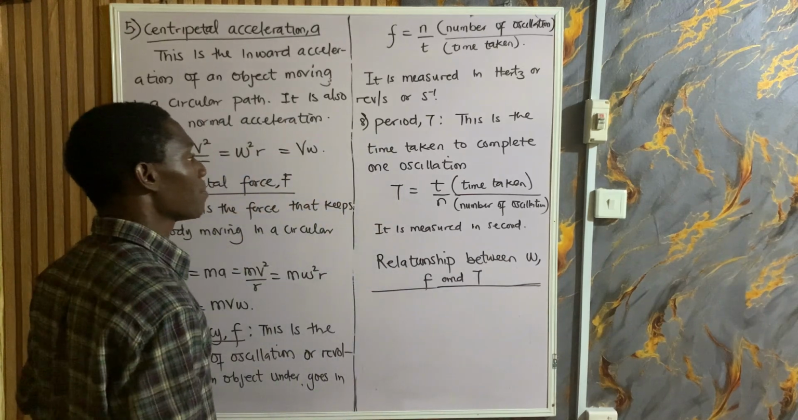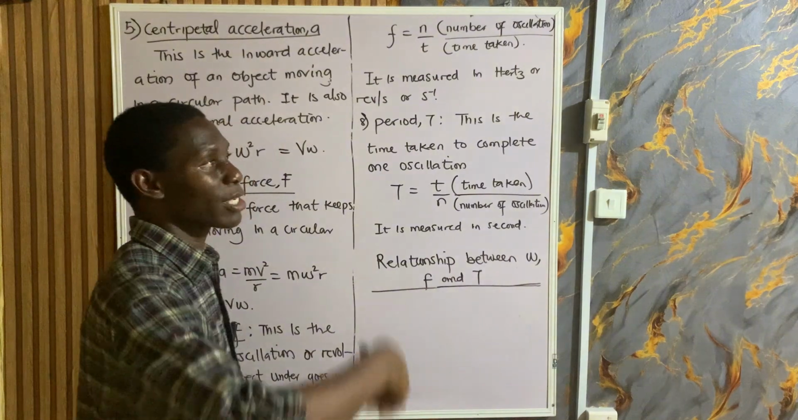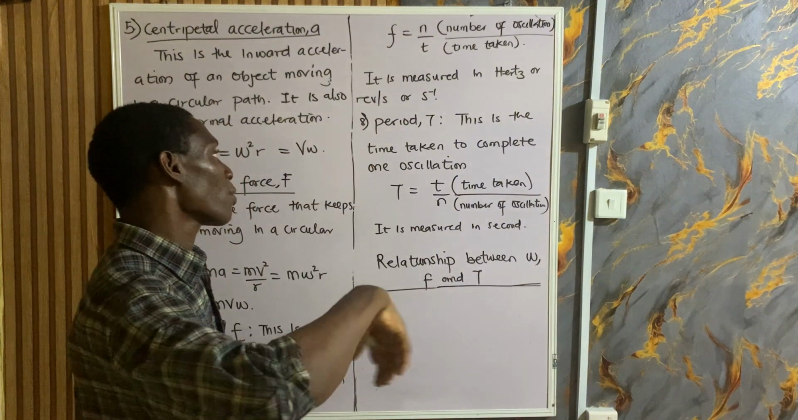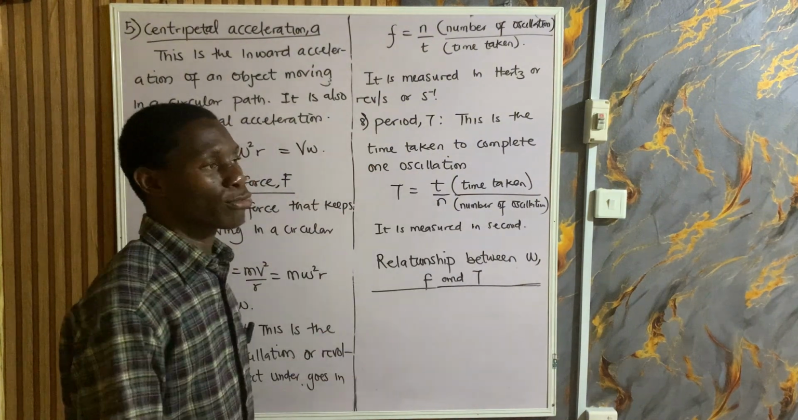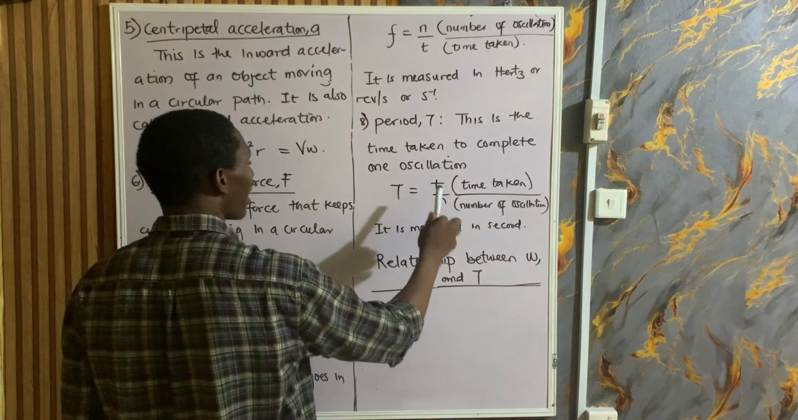Next is period. This is the time taken to complete one oscillation. So when something makes one oscillation, one circle, or one revolution, the time it took is what we call the period. So period is T over N.